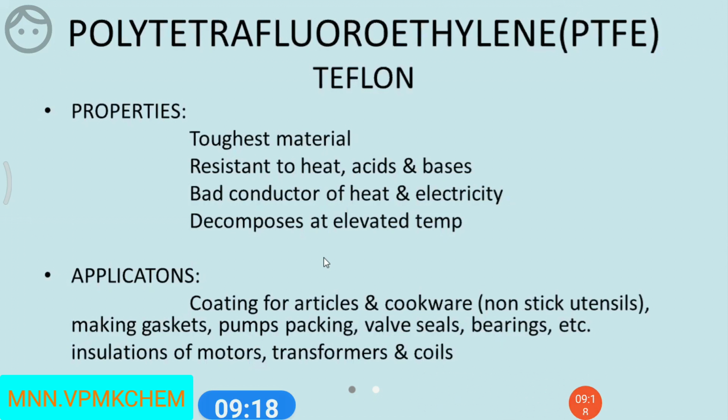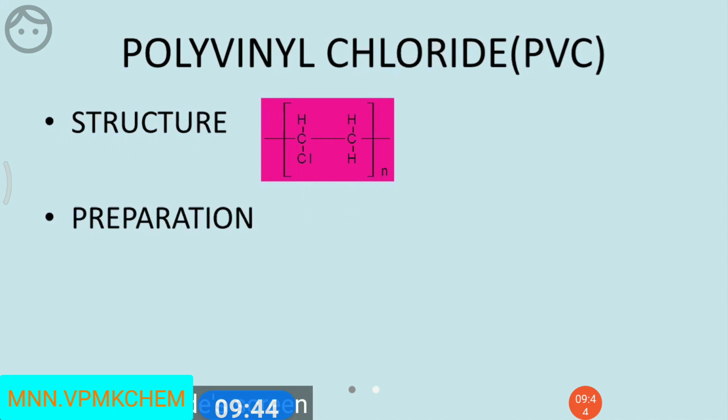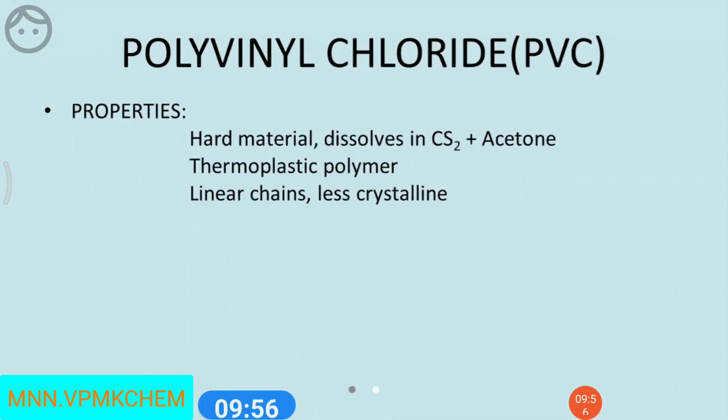Now moving towards the next addition polymer, that is polyvinyl chloride. The most common, we all know that it is PVC. When vinyl chloride undergoes polymerization, it gives polyvinyl chloride. The preparation can be done when we use vinyl chloride in presence of dibenzoyl peroxide, which gives the polymerized product known as polyvinyl chloride. Properties: it is a hard material.